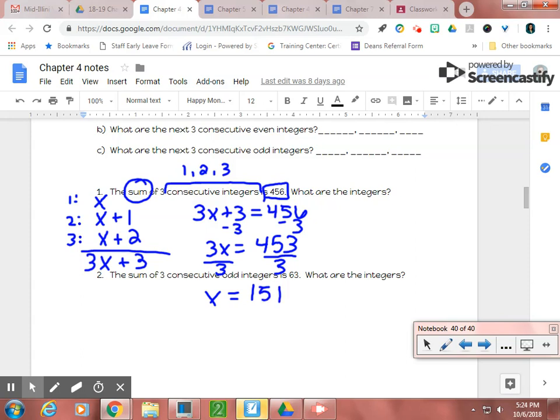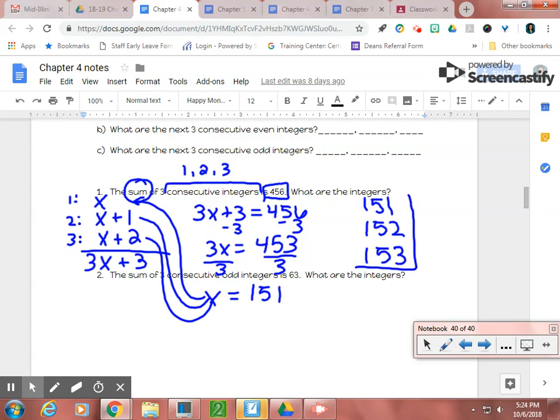So what that means is my first number, x is my smallest number. So my first one is 151. Then we're going to take that and we're going to add 1 to it. We're going to get 152. Then we're going to take that and we're going to add 2 to it and get 153. So those are our 3 numbers, and if you added those up in your calculator, or if we just did mental math with that, we'd have 5, 6, so this would give me 15, carry my 1, 456, which is just what we wanted, so we know that these are our correct answers.